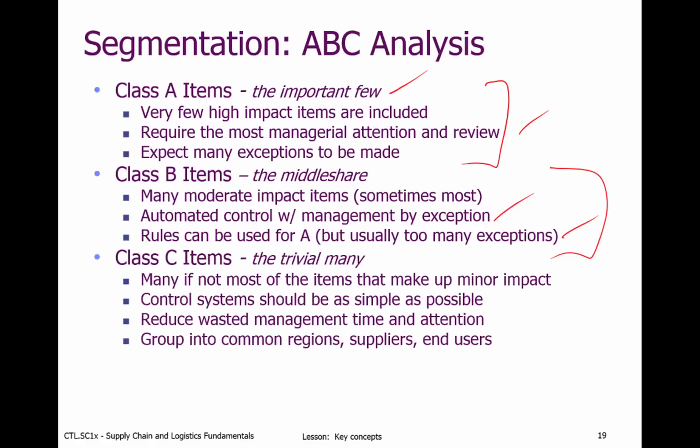You want to automate for those B items. And the C items, the trivial many, there's a bunch of things you want to do. You might want to reduce the amount of time that you spend on them. You might want to actually try to remove some of those C items, that long tail. But you want to make sure that you don't spend too much time on them, and you make the control systems and everything as simple as possible. And so there's a lot of grouping and categorizing. We'll talk more about this when we get into inventory.